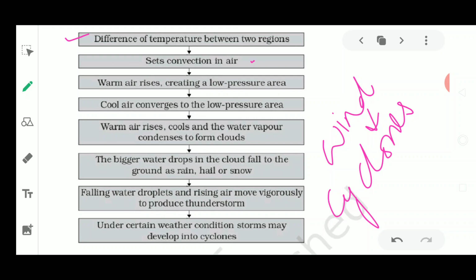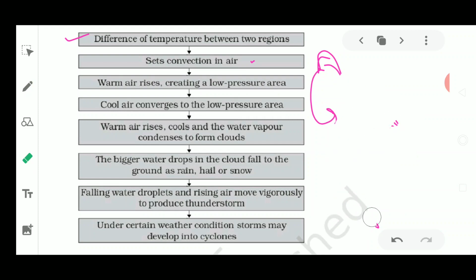Okay, next thing is that once the convectional current in the air is set up, the circulation of the wind starts taking place, which we have seen as the hot air becomes lighter and rises up, and cold air from the above side fills the region present on the below side. Okay, so this sets the convection in the air. Next is that warm air rises and creates a low pressure area. Now once the warm air becomes lighter, it rises up.